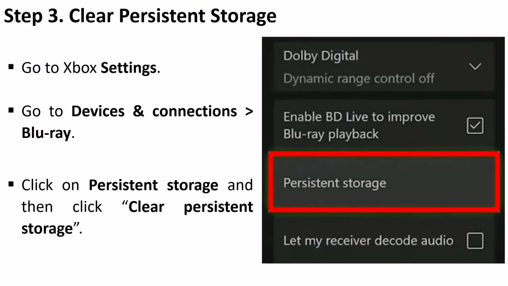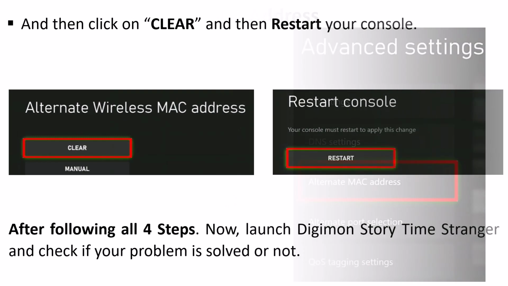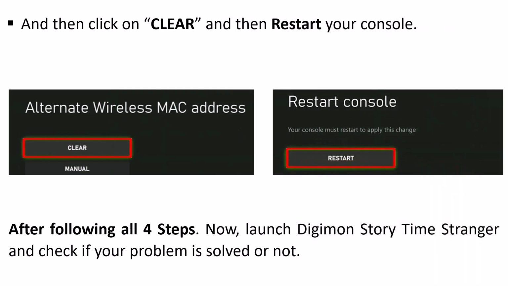Step 3. Clear persistent storage. Go to Xbox settings, go to Devices and connections, Blu-ray, click on Persistent storage and then click on Clear persistent storage. If you do not see this option on your Xbox console, then skip this step. Step 4. Clear alternate MAC address. Go to Xbox settings, go to General, Network settings, navigate to Advanced settings, Alternate MAC address and then click on Clear and then restart your console.